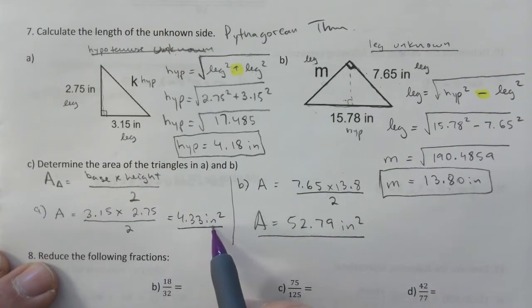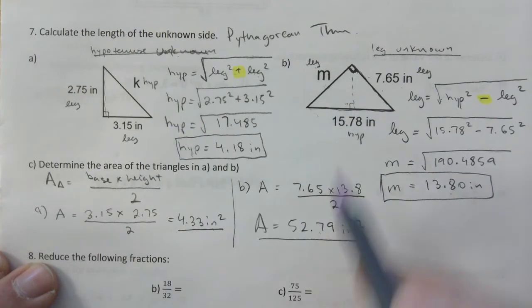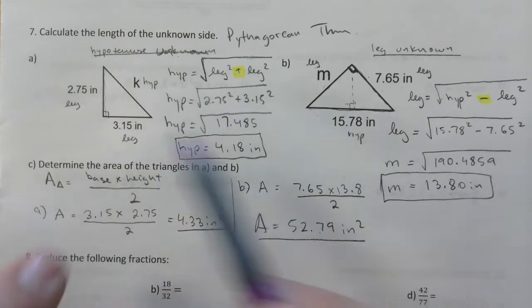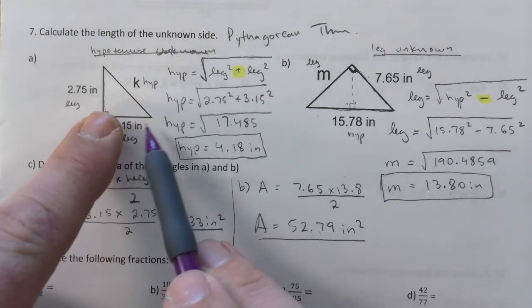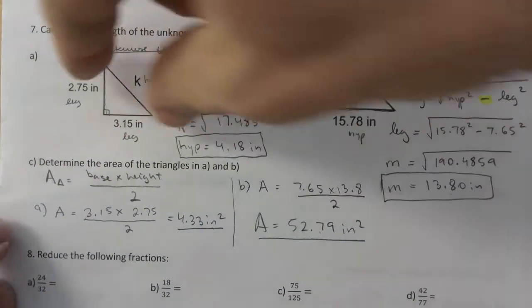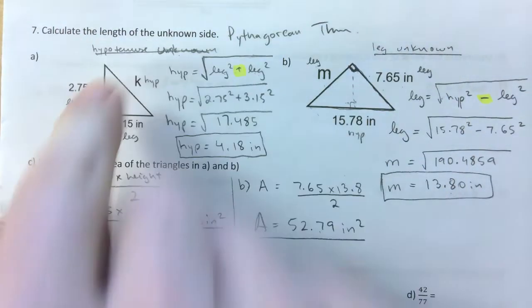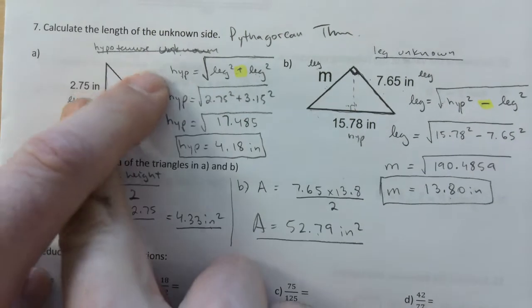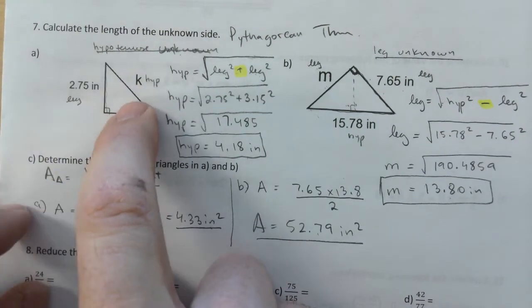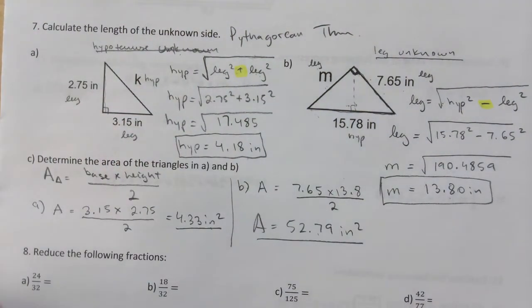So you've got the area for this triangle and the area for this triangle. And let's go back to this one. If I were to turn this triangle, the area wouldn't change, right? Turning a triangle, that's what I mean. Even though it doesn't look like it's the base and the height, as long as they meet at a 90, then that's what you go with.